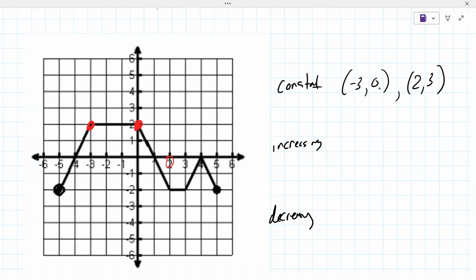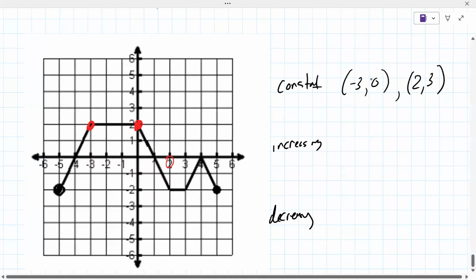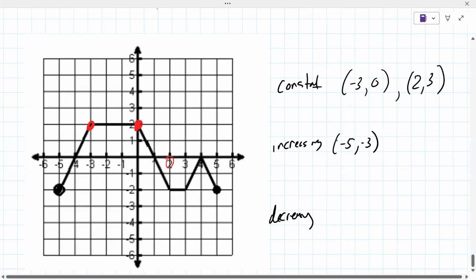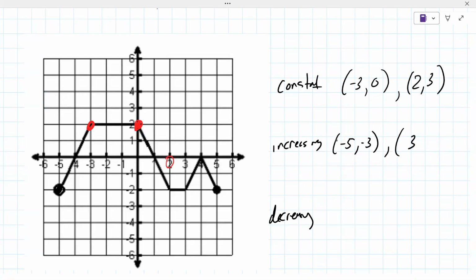Increasing. Increasing means it's going up and to the right. So where is it increasing? There are two intervals where it's increasing. -5 and -3. Okay, -5 comma -3. What's the next one? 3 and 4. Good. All right, and where is it decreasing?